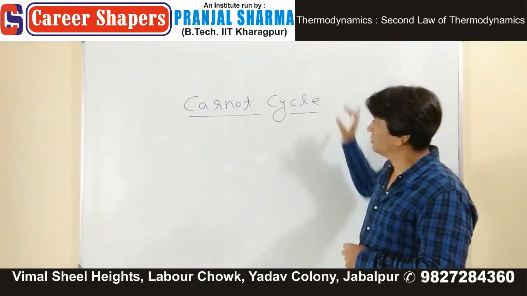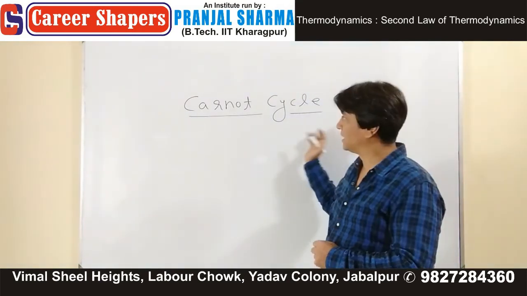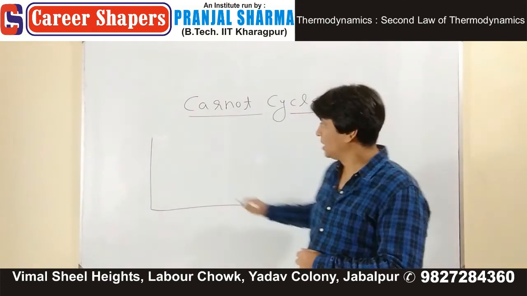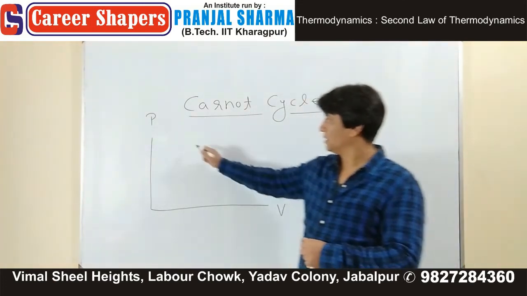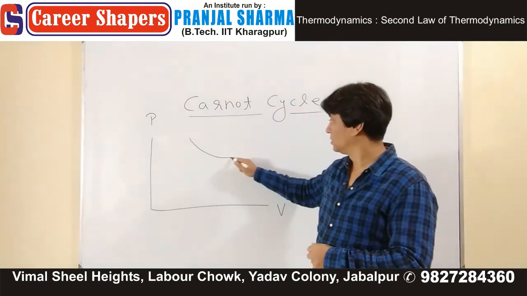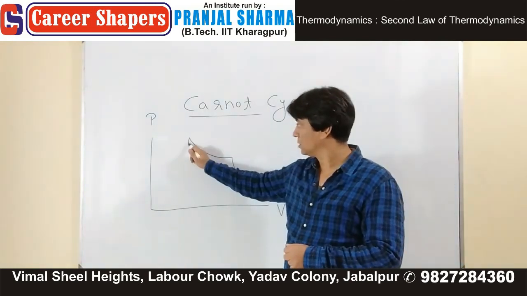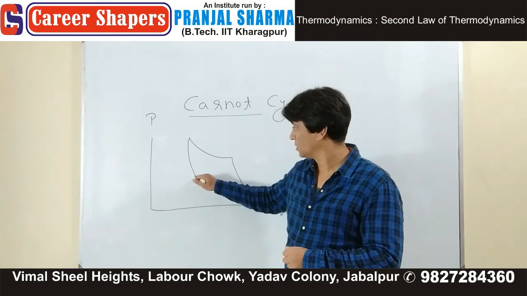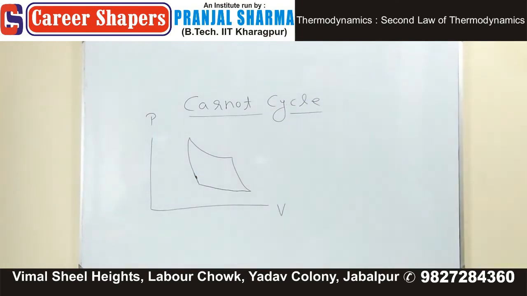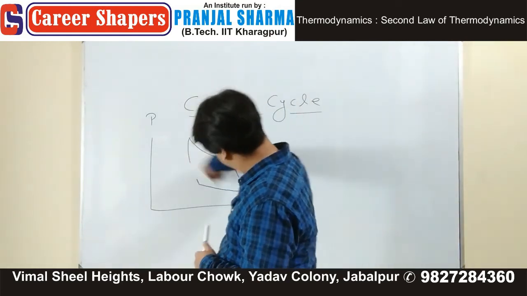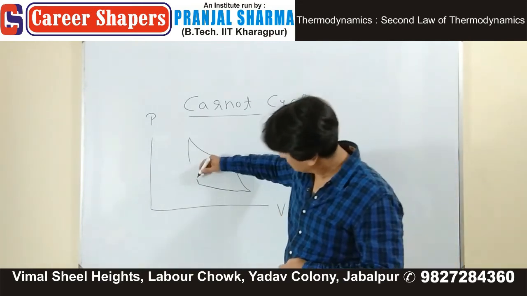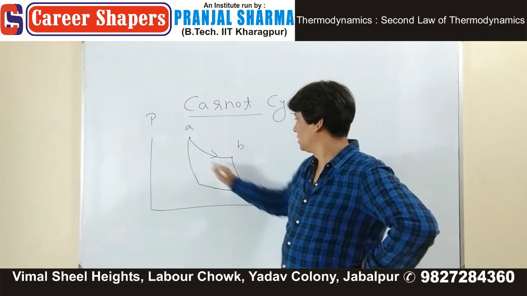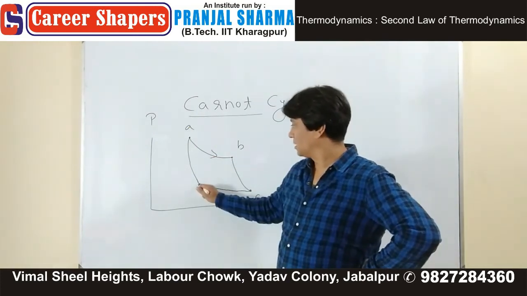I'll introduce you with this Carnot cycle and then we'll handle the whole thing in detail in the next lecture. But I'll give you some homework also from this. PV. What is Carnot cycle? It's a cyclic process. Starts from A, B, C, D.